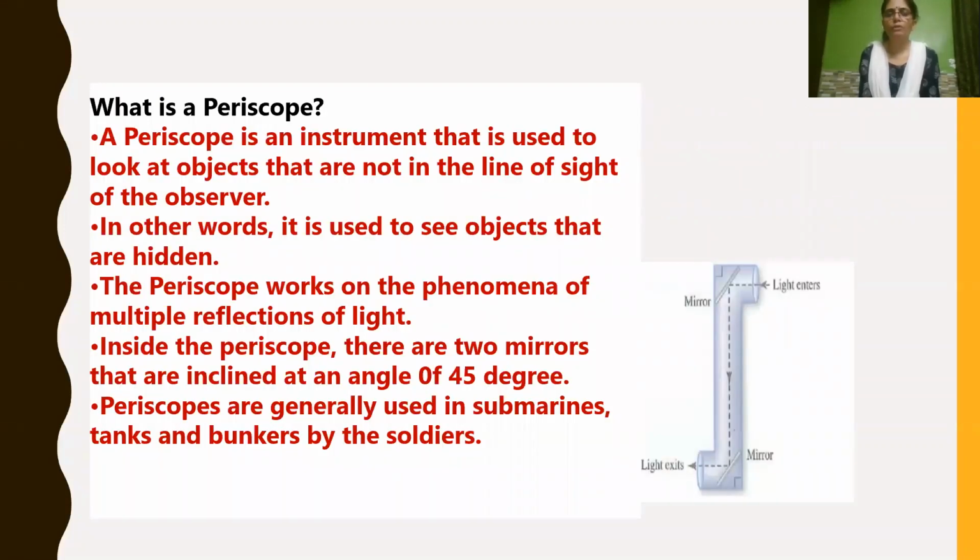And then we have learnt about periscope. What is a periscope? A periscope is an instrument used to look at objects that are not in the sight of the observer. So it is used to see objects that are hidden. A periscope also works on the principle of multiple reflection of light. And we have learned that inside the periscope, two plane mirrors are inclined at an angle of 45 degrees. Periscopes are generally used in submarines and also in bunkers by the soldiers.